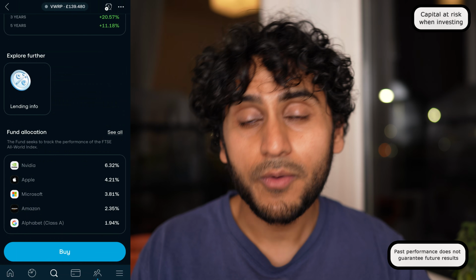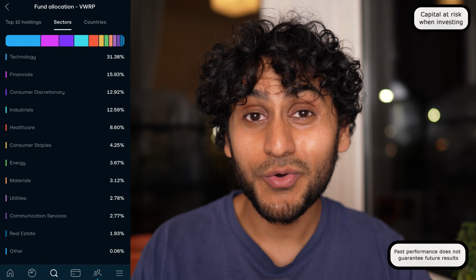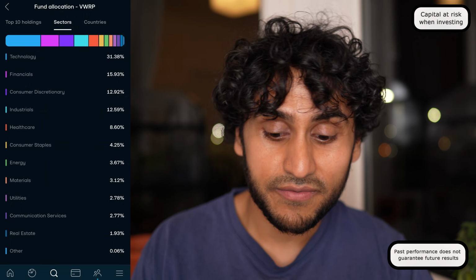So with all of this crazy choice, what exactly should you be looking for when picking an ETF or multiple ETFs on Trading 212? Now, as I alluded to before, you really want to have a piece of every single pie around the world. What you want to do is go into any fund and scroll all the way down. Go into fund allocation, and ensure that you are sufficiently diversified across different sectors. So make sure you have all the different sectors.